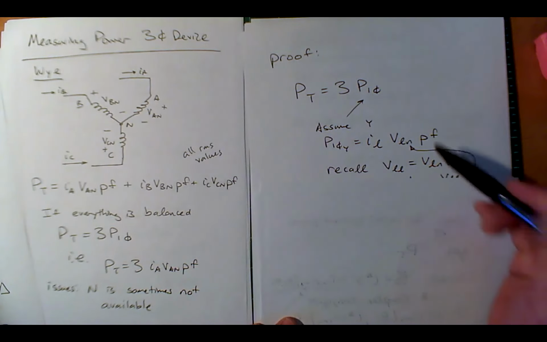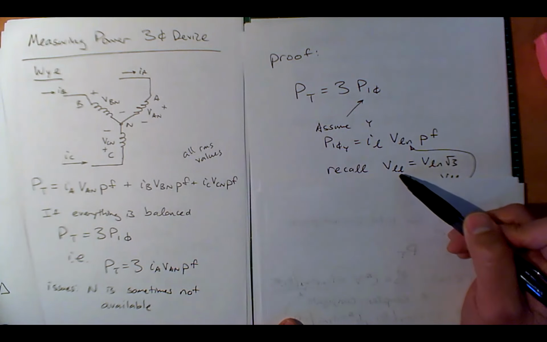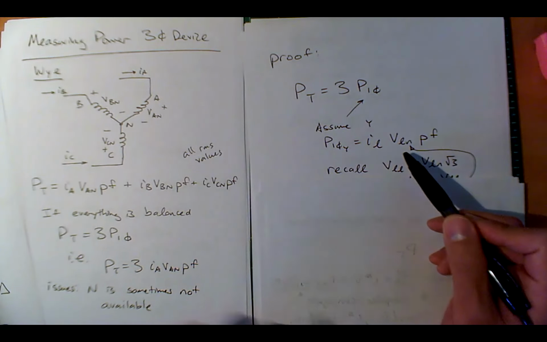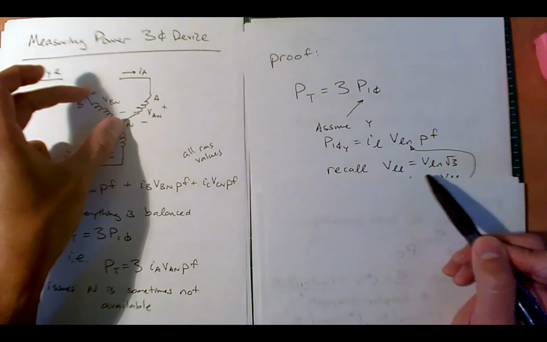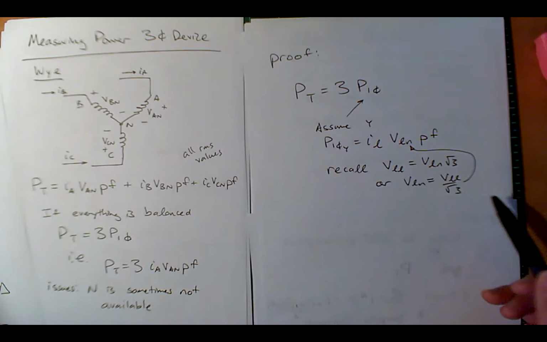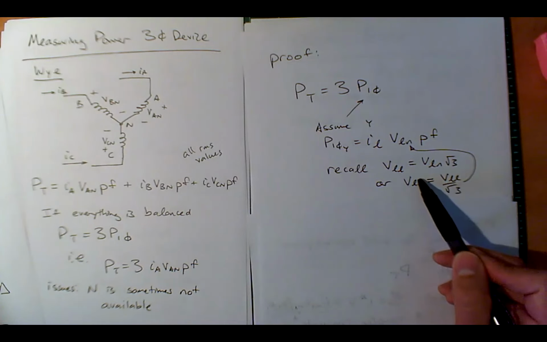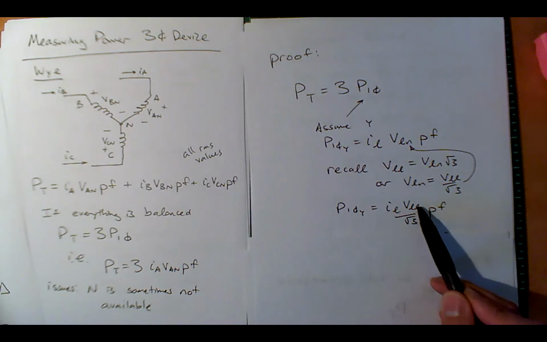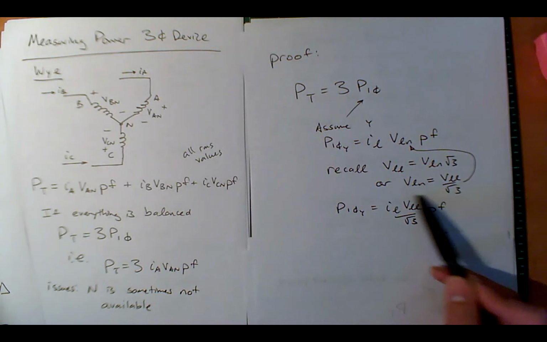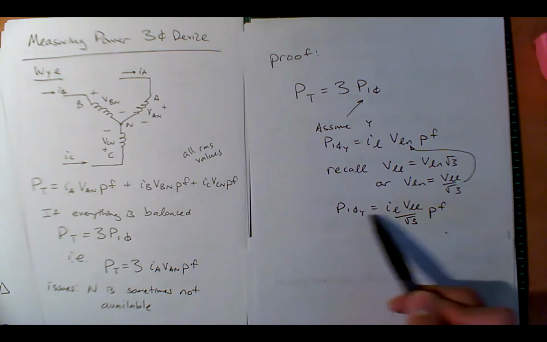And if you recall from your 3-phase Y-delta conversions, the line-to-line voltage from here to here is bigger than the line-to-neutral voltage in magnitude by a factor of root 3. And so you can solve with this and you get the 1 over root 3 and you bring it in. What do you get? I line times V line-to-line over square root of 3 times the power factor is the power of 1 phase.